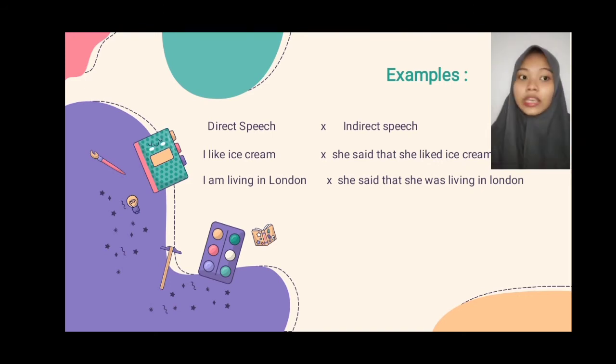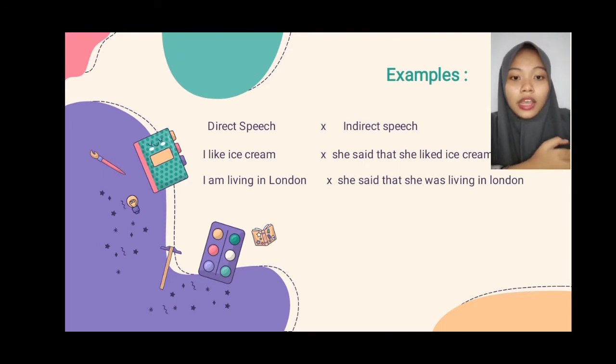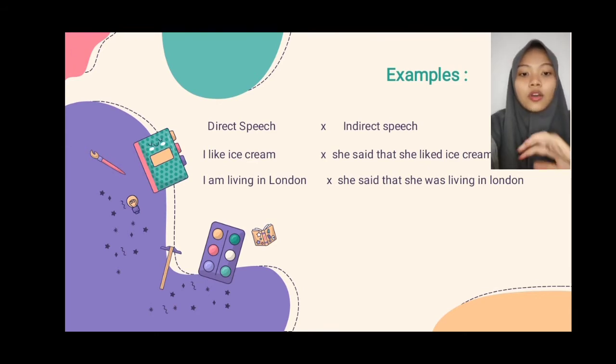And for I'm living in London, living is present continuous. Why present continuous? Because the to be in the sentence is am, and the verb is verb-ing. It becomes past continuous: she said that she was living in London. Okay, like that.